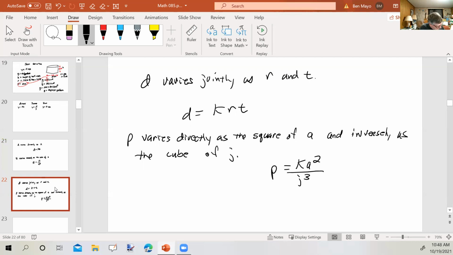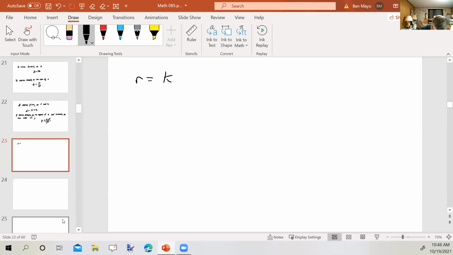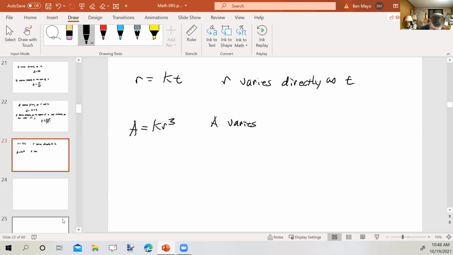Now let's go the other way. Let's look at some formulas and write them out in words. R equals KT. R varies directly as T. Let's see. A equals KR cubed. A varies directly as the cube of R.